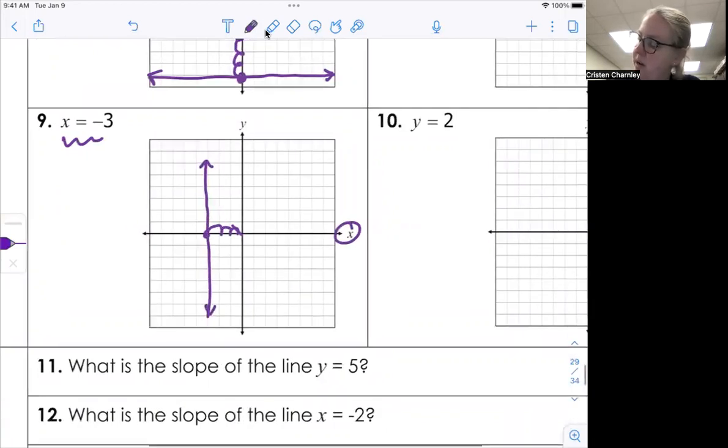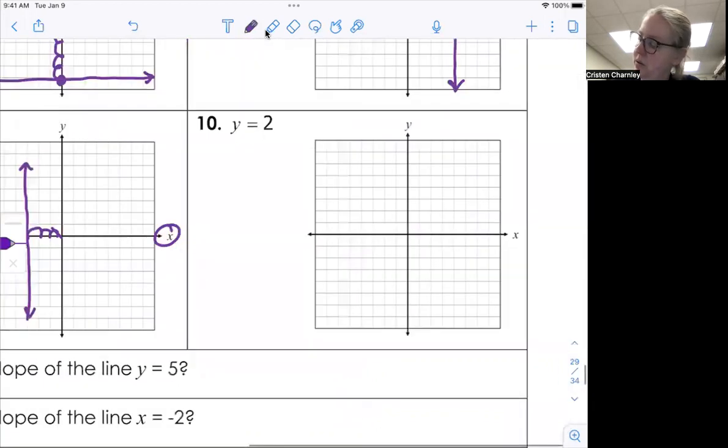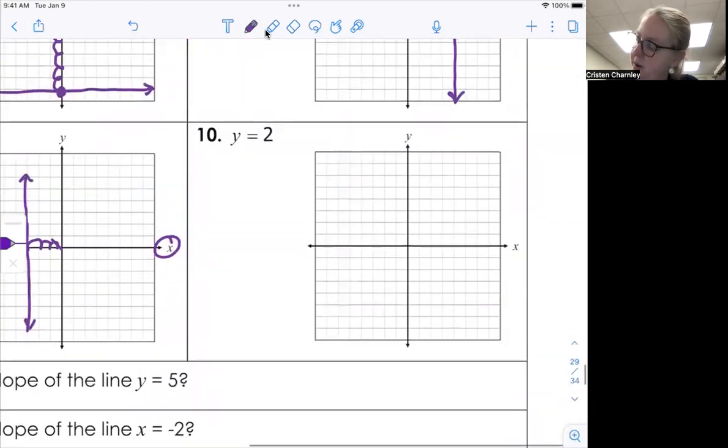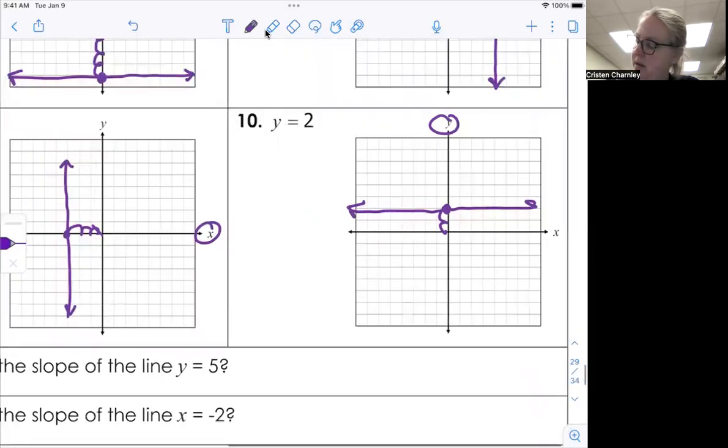Number 10, y equals 2. So here's my y-axis. I go up to 2. Dot. Horizontal line. Okay, nice.